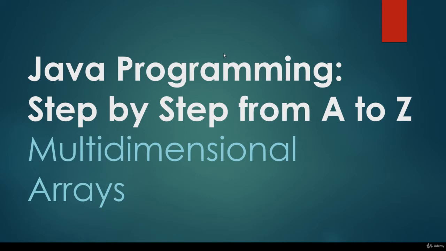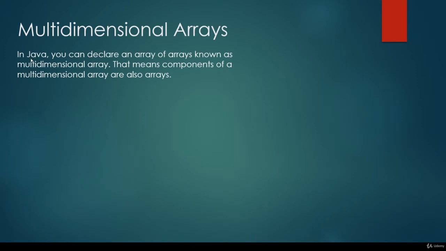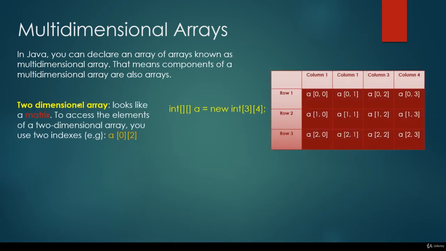In this lecture, we are going to talk about multidimensional arrays. So in Java, you can declare an array of arrays. It is called multidimensional arrays. That means that the components of a multidimensional array are also arrays. So for example, a two-dimensional array is basically a matrix.